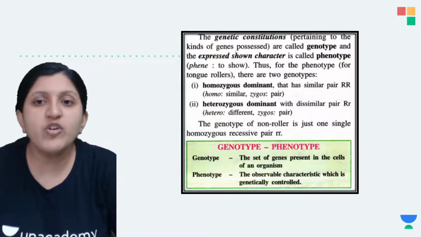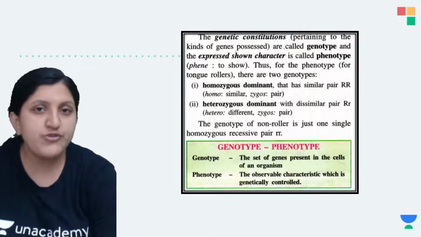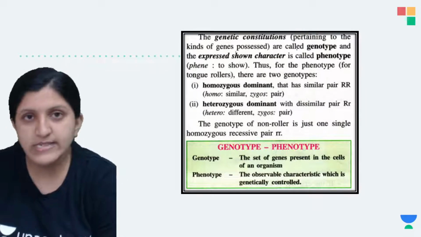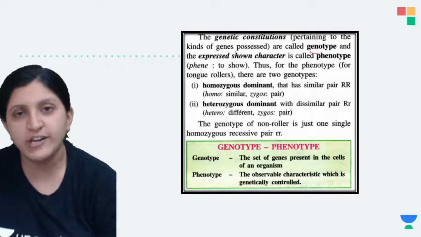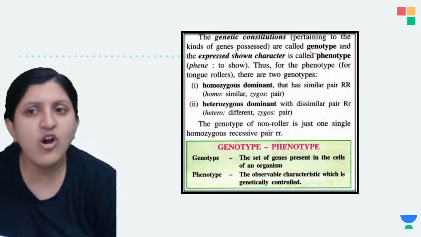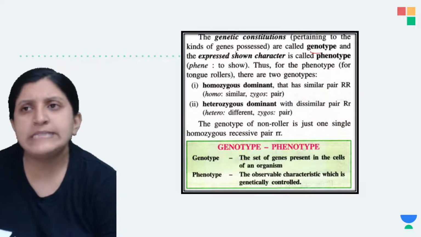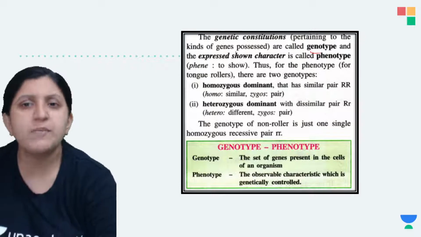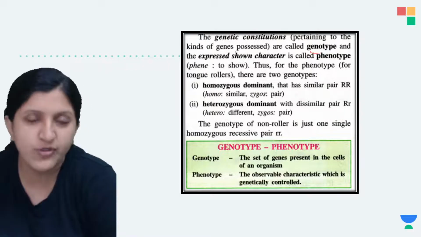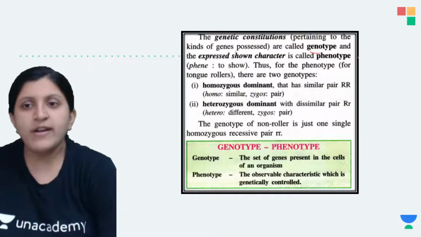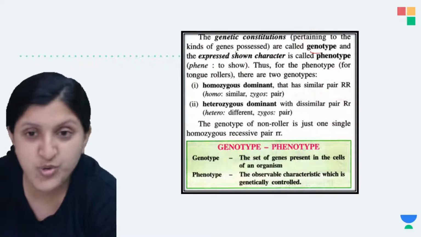Now, the genetic constitution pertaining to the kinds of genes possessed is what we call the genotype. Basically it is the overall genetic makeup of the individual, or the total DNA or gene content of the cell in general. The expressed or shown character is called the phenotype.